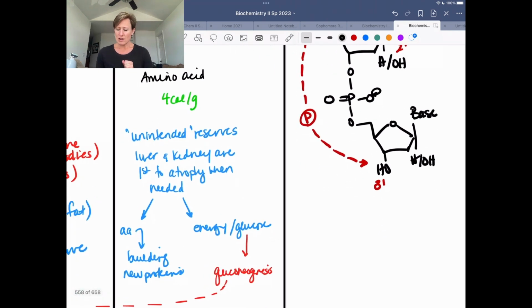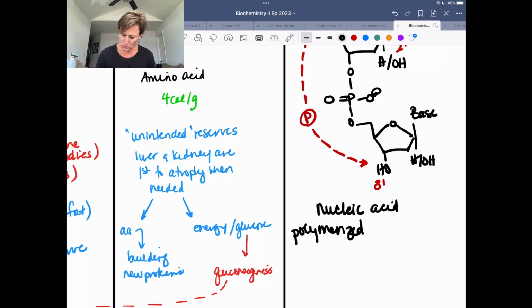So beyond drawing our basic nucleic acid here, again, this is a nucleic acid, and a nucleic acid is really polymerized nucleotides.